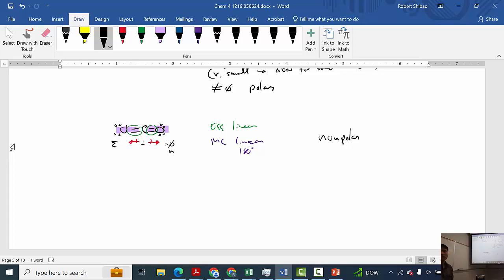This would be the net, right? Yeah, the net. And so when we sum these up, the sum of the bond dipoles is equal to 0, so there's no molecular dipole.